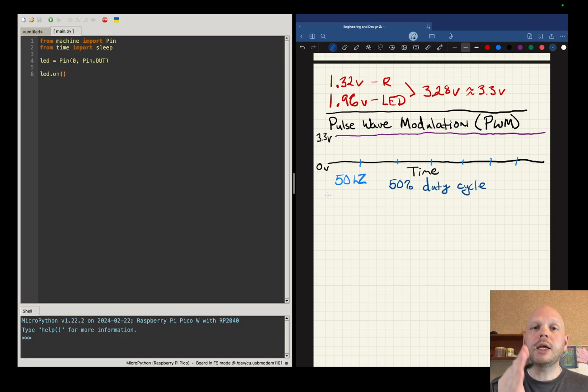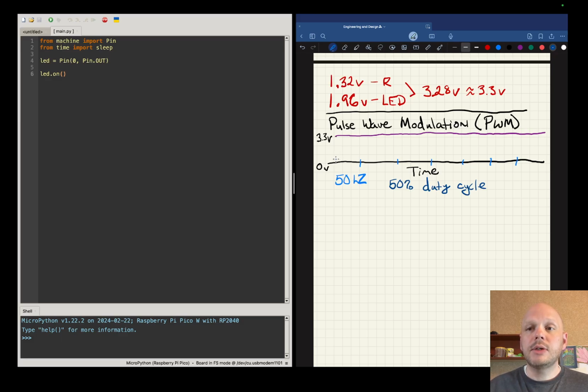Because we are not letting current flow half the time, we are reducing the flow of current. And the flow of current is what actually makes the LED light up. So that is going to make the LED more dim, or not as bright.